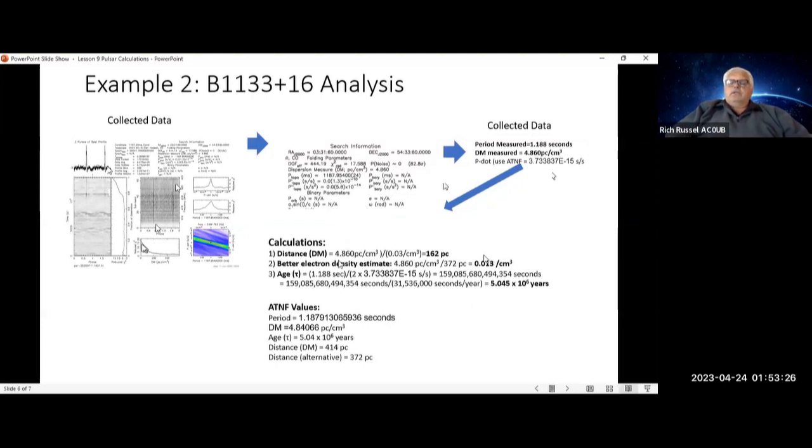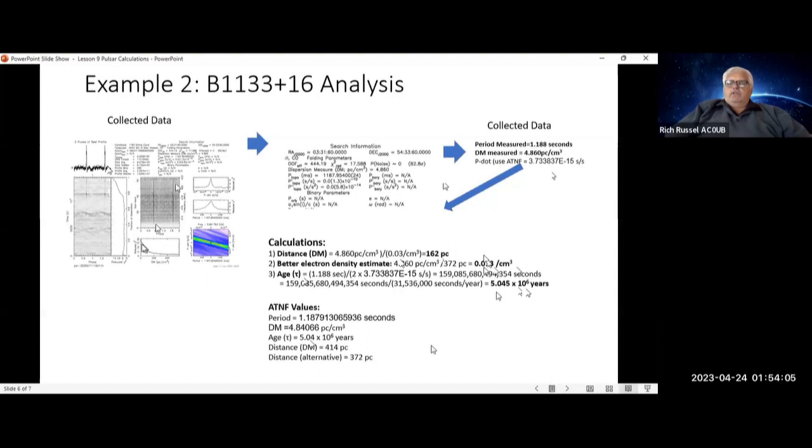The distance via dispersion measure using the average, you get 162 parsecs. If we use the alternate distance in the database, which is 372 parsecs, you end up with the better electron density estimate of 0.013 electrons per centimeter cubed. And the age comes out at 5.045 times 10 to the 6 years, which is extremely close to the age in the database.